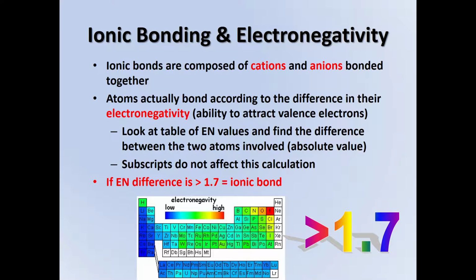If you look at a table of EN values and find the difference between the two atoms involved, the absolute value, subscripts don't affect it. Like in that example with chlorine, even though it has 2, you can ignore that there are 2 chlorine. We're just comparing element to element. If the difference is greater than 1.7, it is ionic. So anytime you want to see if two things are going to react together, the first thing you should ask yourself is, is the EN difference greater than 1.7? If it is, good, they're going to react and form an ionic compound.